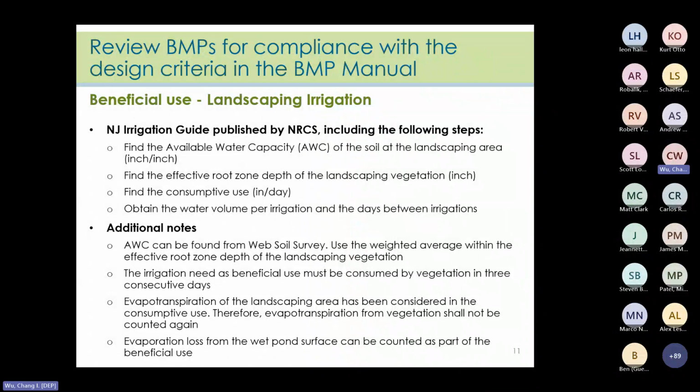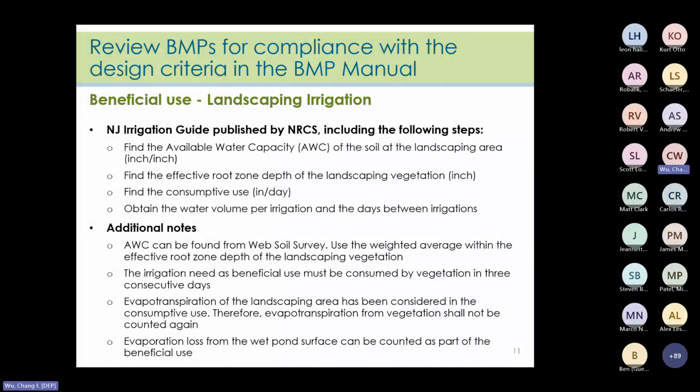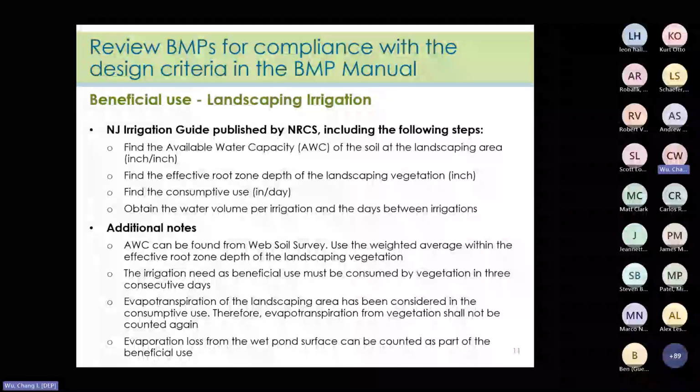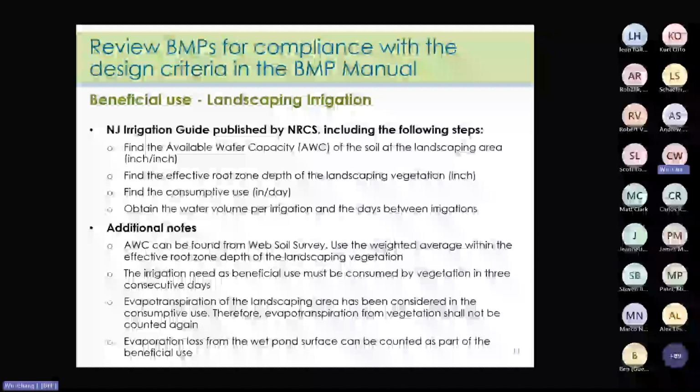So the AWC, the available water capacity, can be found from the Web Soil Survey. But when you use that, you have to use the weighted average within the effective root zone depth of the landscaping vegetation. And the irrigation needs as a beneficial use must be consumed by vegetation in 3 consecutive days. And evapotranspiration of the landscaping area has been considered in the consumptive use if you use the NJ irrigation guide, so the evapotranspiration from vegetation should not be counted again. But the evaporation loss from the wet pond surface can be counted as part of the beneficial use.